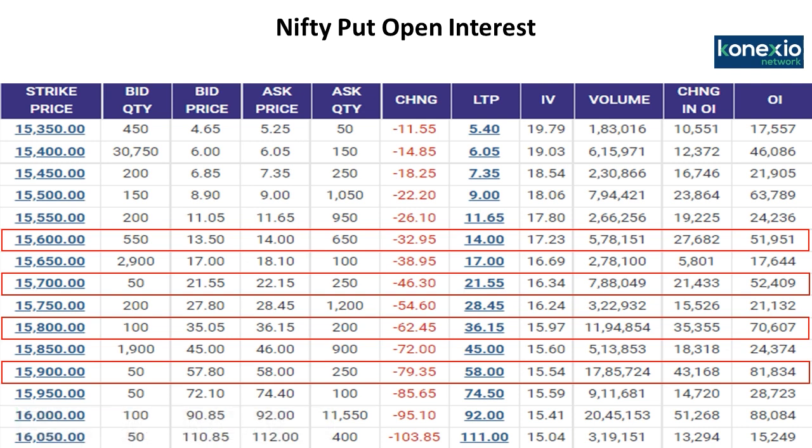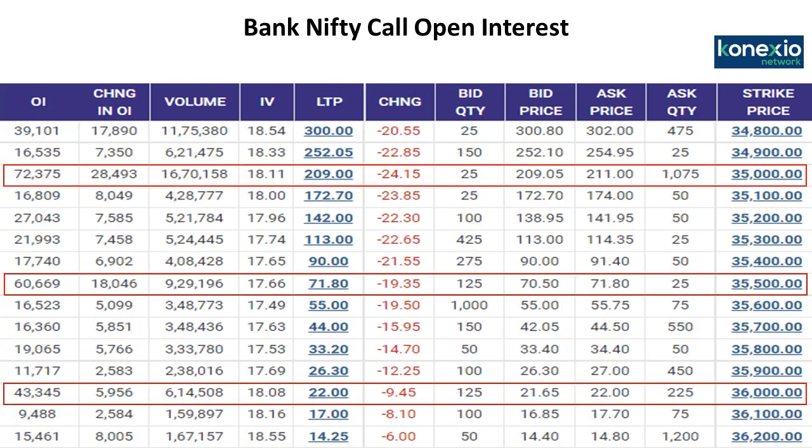Now let us see what we have observed in Bank Nifty calls. In Bank Nifty calls, the action was seen in 35,000 calls, then 35,500 calls, and 36,000 calls. Now here you can see rise in the open interest, rise in the volumes, but there has been a significant drop in the option premium.